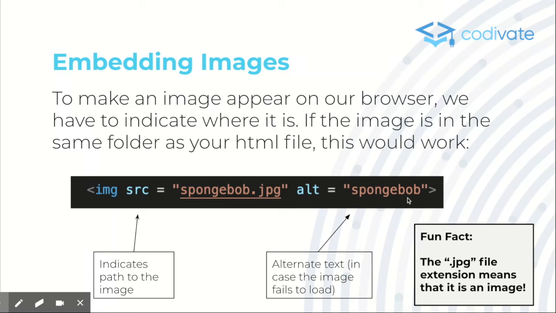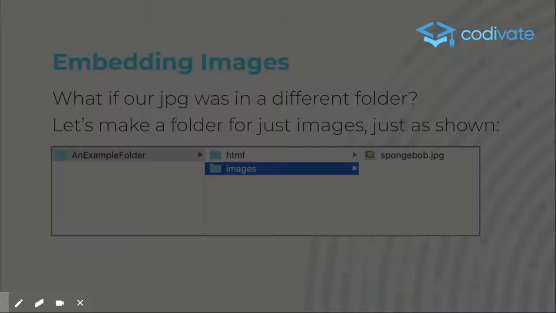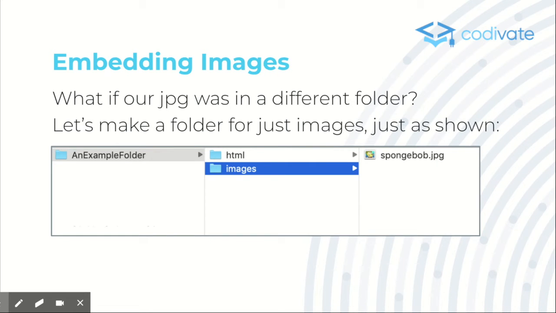So it's always good to have this as a just in case. So this would work if it's in the same folder as your HTML file. What if our JPEG was in a different folder? Let's just make a folder for just our image, as shown.